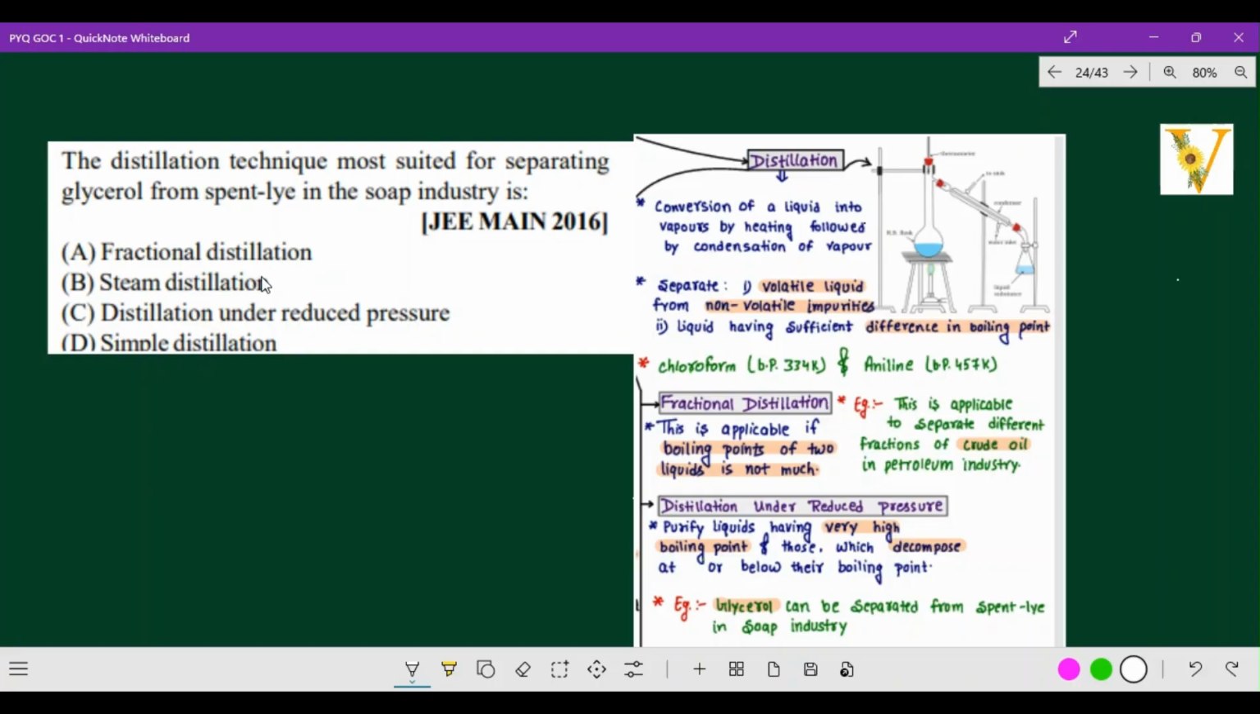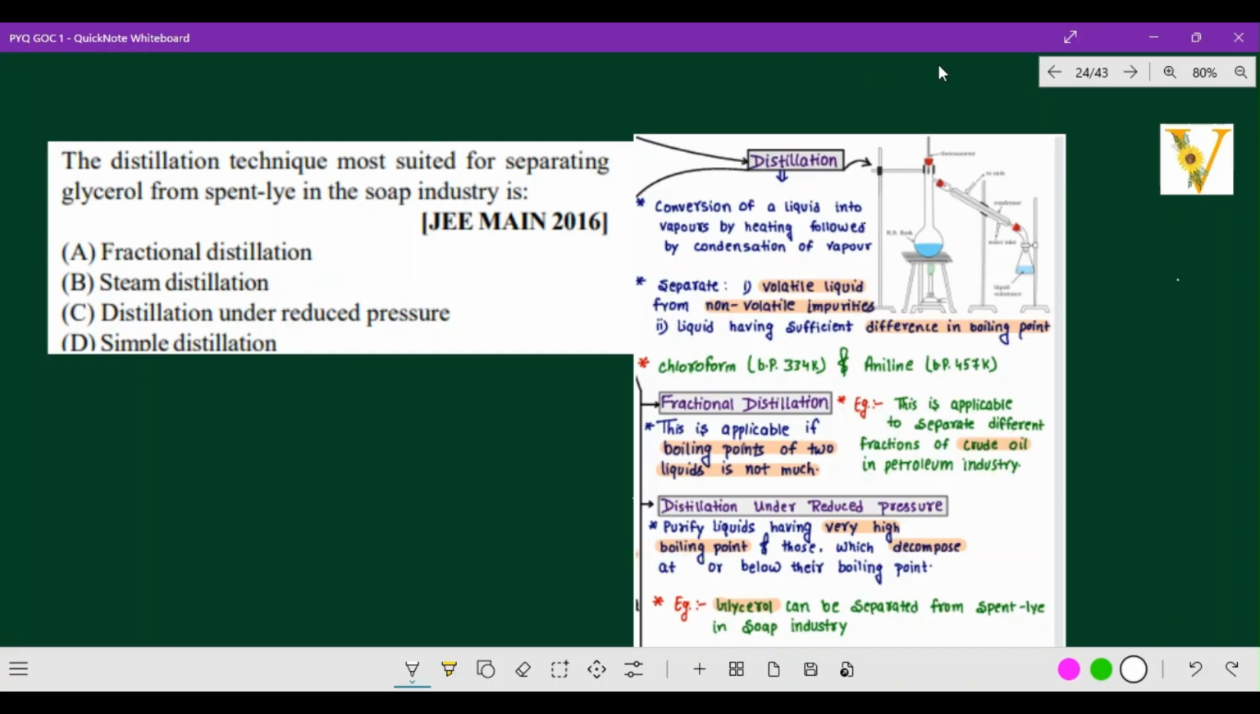Actually, this is an informative question. So, how do we separate glycerol from spent lye? That is the question. Okay, so we'll go for the concept-based approach. It is actually a simple way I would like to explain.